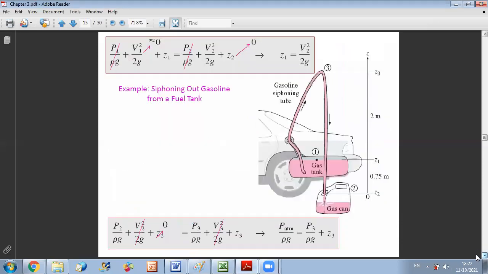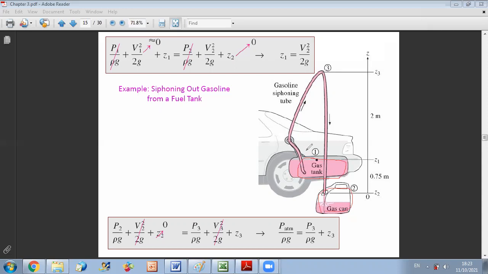Another example on Bernoulli that we are using a lot these days is the siphoning effect. So if you want to take fuel or gas from the tank of your car into your gas can, you can use this system. It consists of the following: your gas tank should be at an elevation higher than your gas can. In this way, you can drive flow from point 1 to point 2.